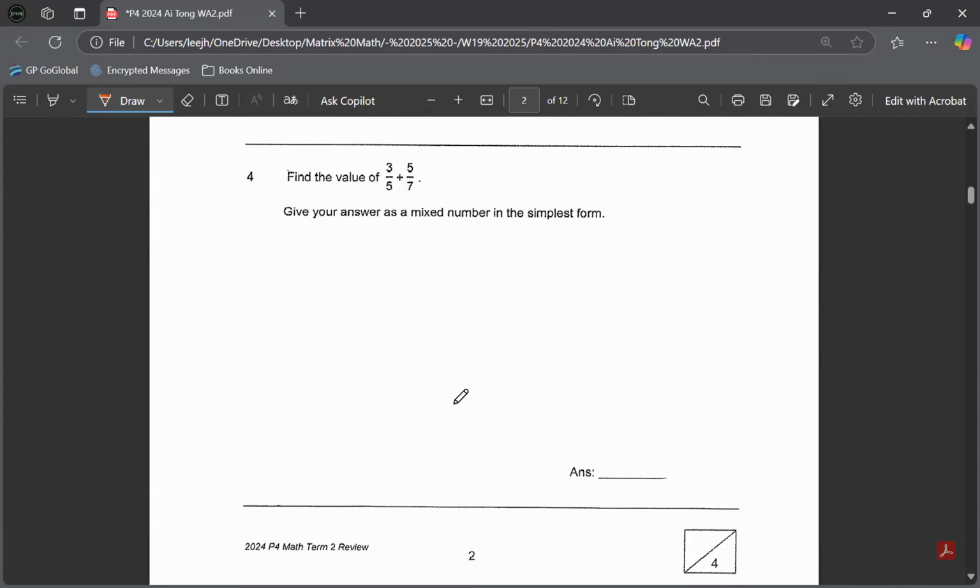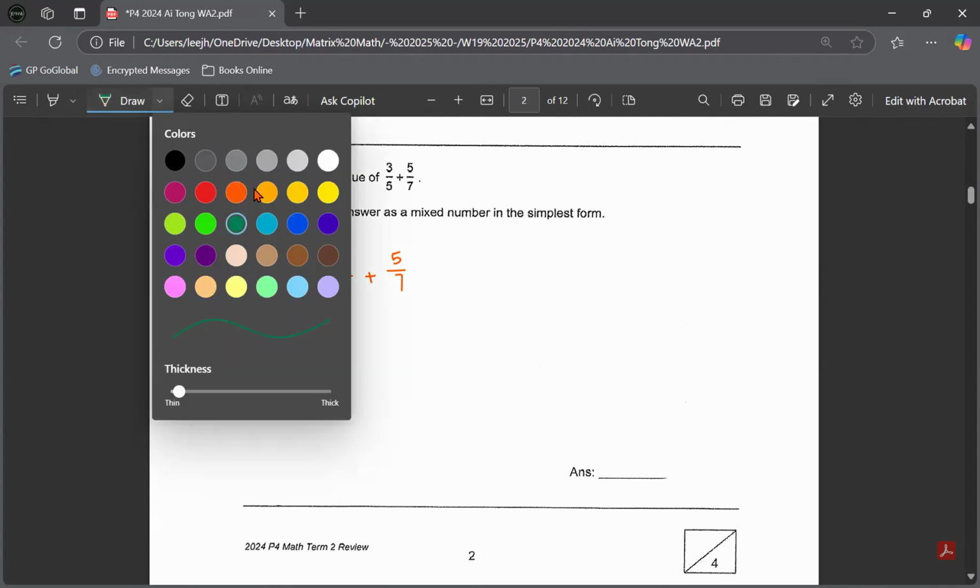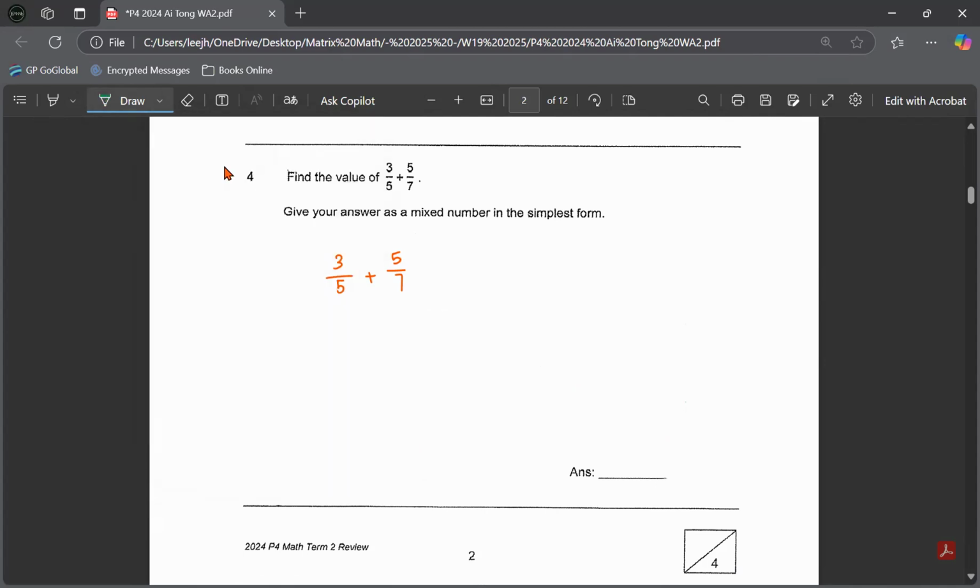Question 4. Find the value of 3/5 plus 5 over 7. Give your answer as a mixed number in the simplest form. So we write down our fraction plus 5 over 7. If you look at your denominators, you know that you have to make them the same. So how are we going to make them the same?